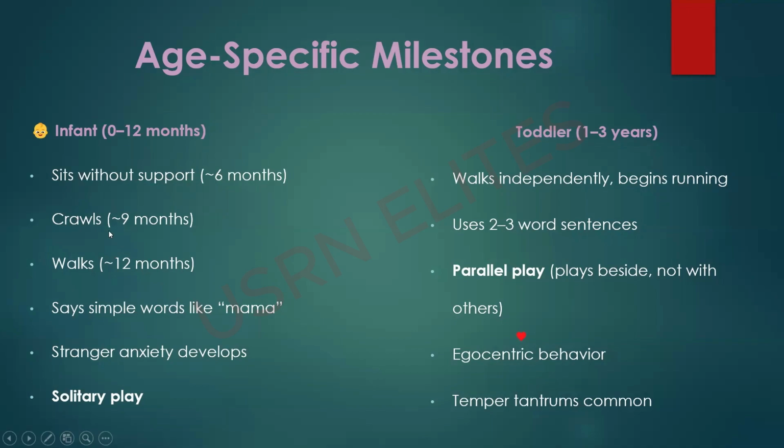The next one, crawls. He or she should be able to crawl by 9 months. After, I'm going to tell you something about all these cutoff points. Then, when it comes to walking, by 12 months, they should be able to walk. These are the standards. And by 12 months, they should be able to say simple words like mama or make sounds similar to that.